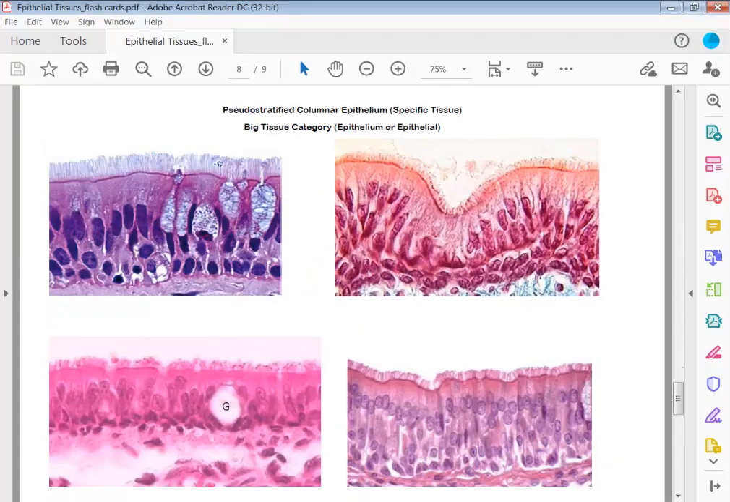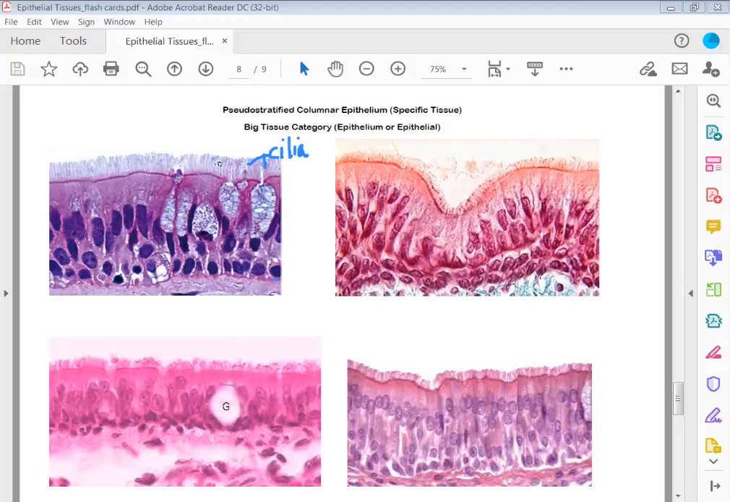Going to the next tissue, here we have, remember this super messy, chaotic tissue? That is your pseudostratified columnar epithelium. There are some structures in here you have to know. So these eyelash structures that come off here, these are going to be your cilia. Remember, cilia look like eyelashes.